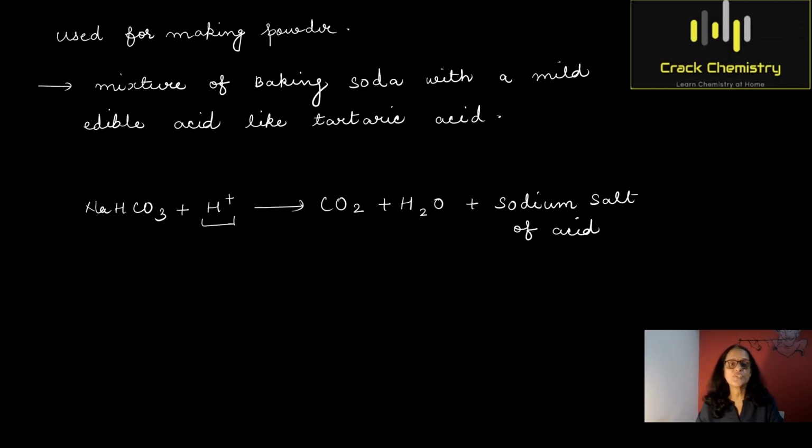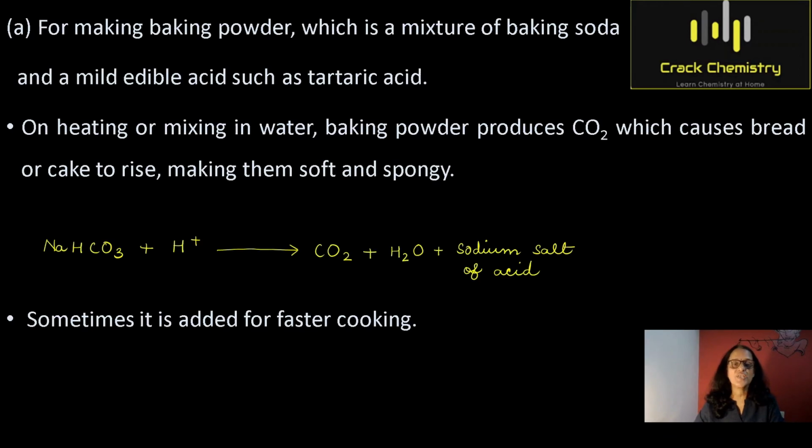One more important use is that sometimes baking powder is used for faster cooking also. These are the points which we have discussed just now. It is used for making baking powder. We discussed the composition of baking powder. Then this is the chemical equation which takes place when baking powder is either heated or mixed with water. And another use of baking powder is that it is used for faster cooking.